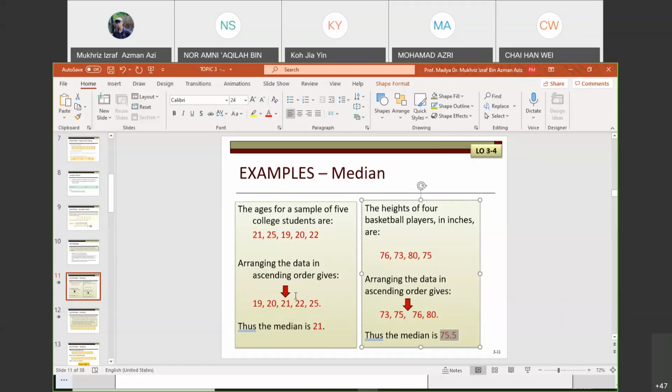But for an odd number of observations, like this one, there are 5 observations. So the third observation will be the median value. I think this is pretty straightforward for the median.